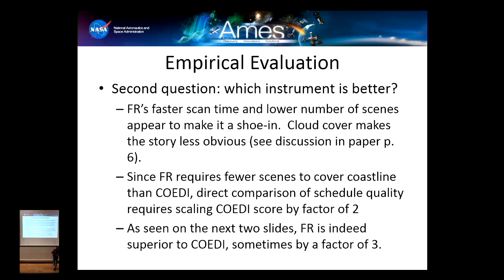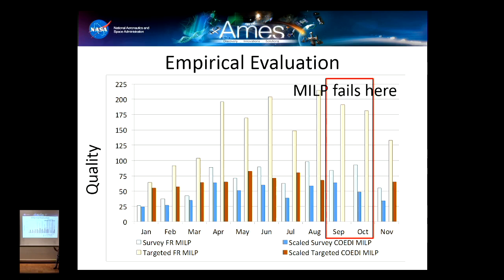Now we have an apples-to-apples score comparison, and we can do a heads-up comparison of the results of the schedulers in order to decide which instrument is better. When we do that, here is what we find. So again, this is basically that schedule quality function, except now it's scaled for Cody. Basically, we divide by 2 in order to get our comparison.